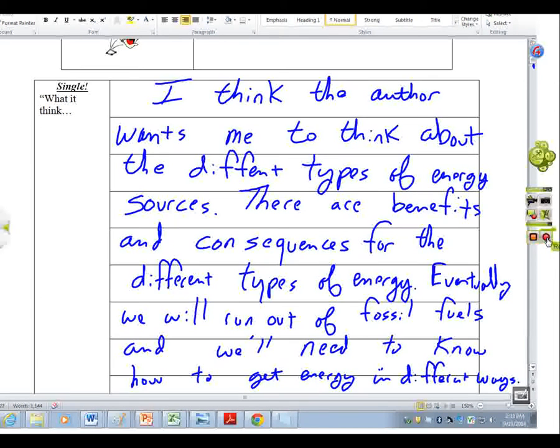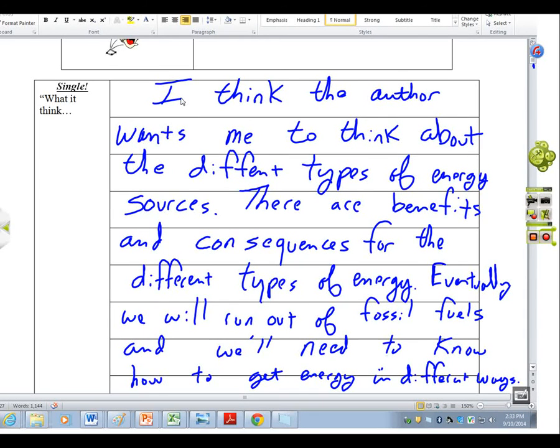This is the first of many baseball answers we'll be doing. The question for this was, what was the author's intent for writing Energy Sources Pros and Cons? The single works like this. It's what the person thinks. So it starts from something that they already know and the way they think. So this is what we wrote for this.